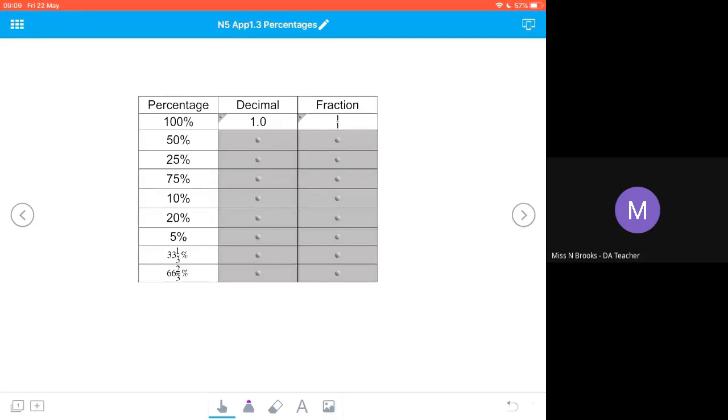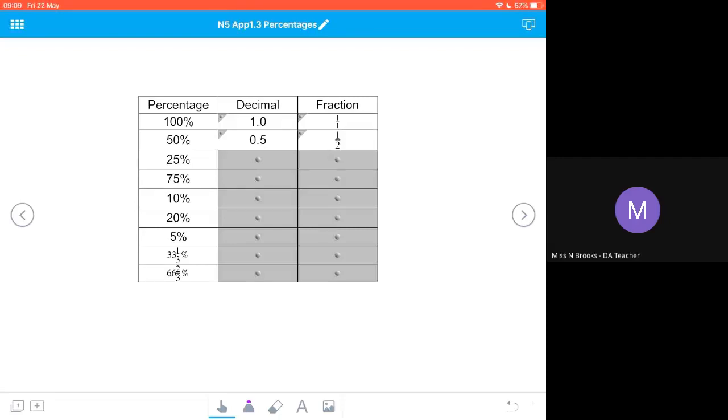50% is 50 out of 100, so it's 50 over 100. The highest common factor of our numerator and denominator is 50, so it will simplify to a half. And if we want to work out the decimal, we can do 1 divided by 2, and that gives us our decimal of 0.5.